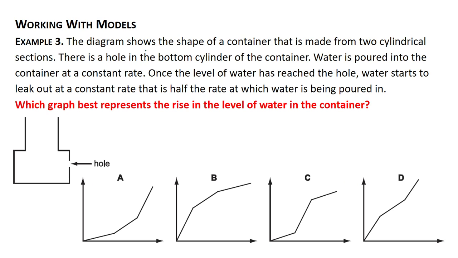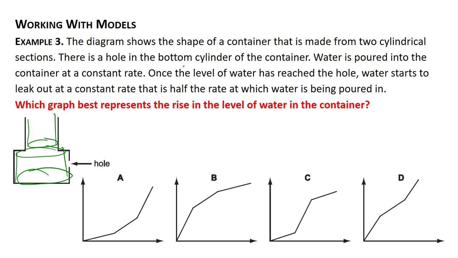In the modern world, we should be able to use models, or in this case, graphs, to describe scenarios. Here, we have to use your imagination to answer the question. The diagram shows the shape of a container that is made from two cylindrical sections. So we have here this shape. This is a cylinder. So imagine this is like a pipe, a cylinder that is relatively bigger at the bottom and relatively thinner at the top.